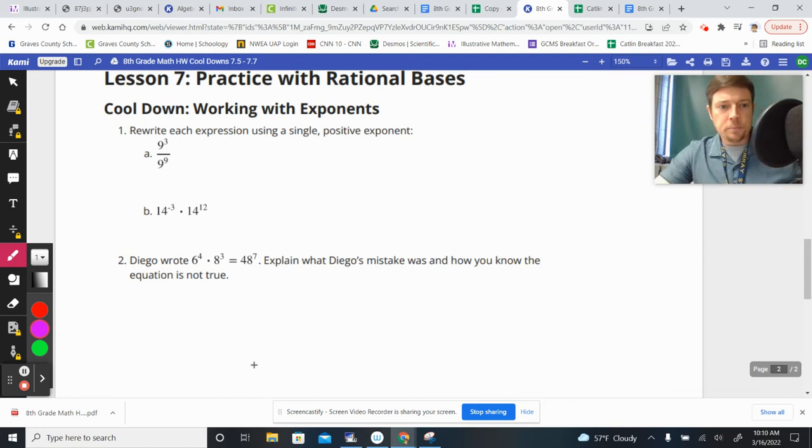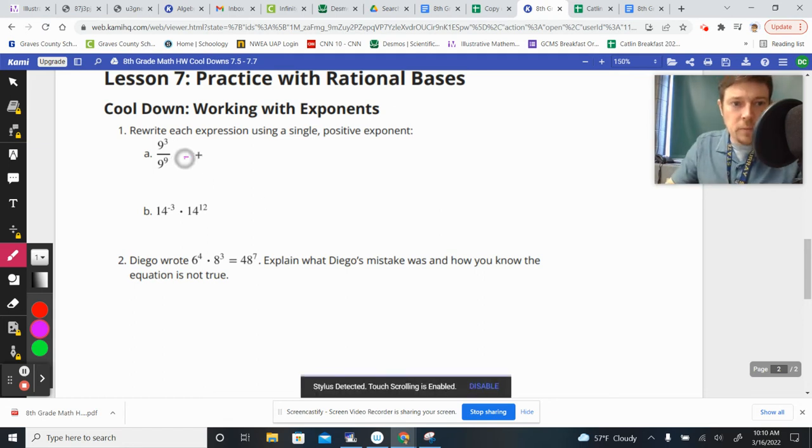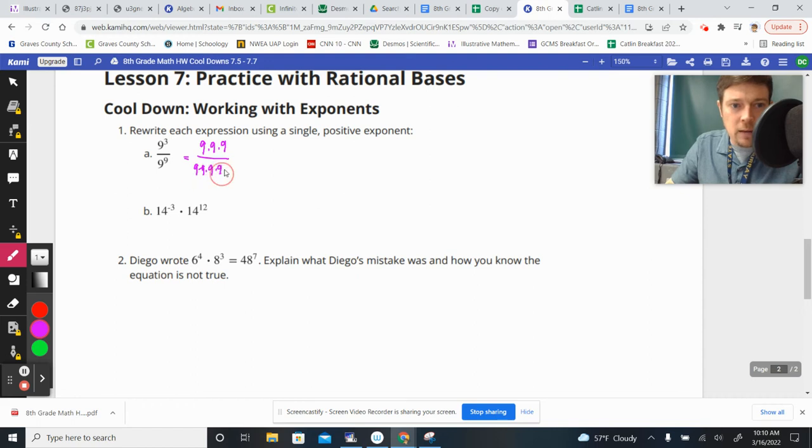So in this first example, we have 9 to the third over 9 to the ninth power. Now, if we were to write that out in expanded form, essentially what we're seeing here is 3 nines in the numerator and then 9 nines in the denominator. 1, 2, 3, 4, 5, 6, 7, 8, one more. 9 nines. That's what this expands out to be. But we've noticed a shortcut for this.